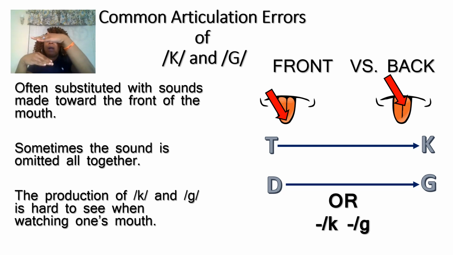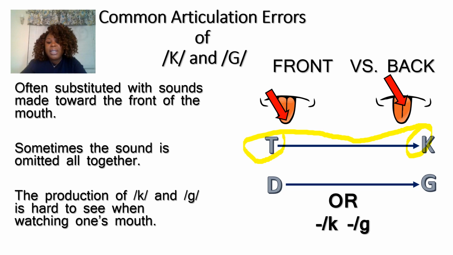And so then there becomes a shift, and they're attempting to make a sound that should be made towards the back, but they're attempting to make it towards the front. So now the tip of the tongue comes in contact with the hard palate, and instead of getting k, we're getting t. And instead of getting g, we're getting d. Okay, so that is what I'm attempting to show you here. So instead of doing a k sound, they're substituting it for the t sound.